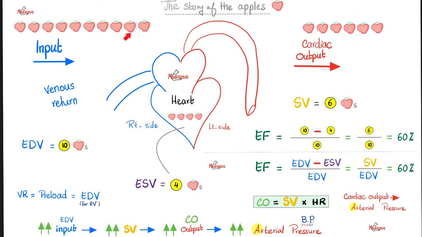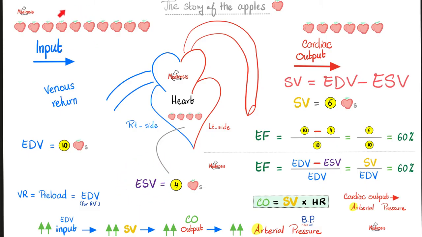And what do you call the 10 original apples that I gave you? End diastolic volume. Because at the end of diastole, you just relaxed and accepted all the apples, you had 10. 10 is the end diastolic volume, 4 is the end systolic volume. The difference between them is the stroke volume. So stroke volume equals end diastolic volume minus end systolic volume.